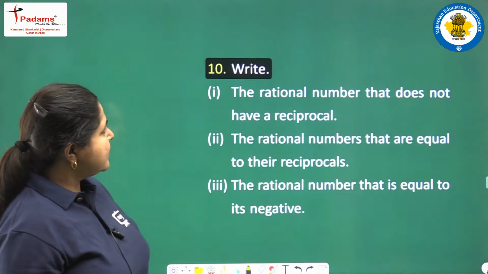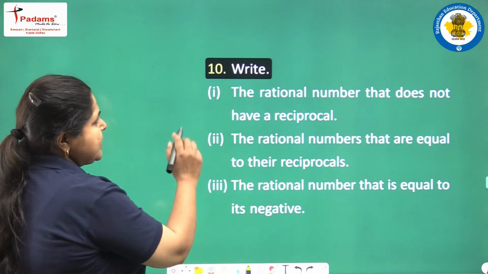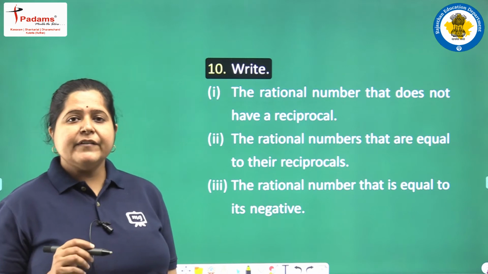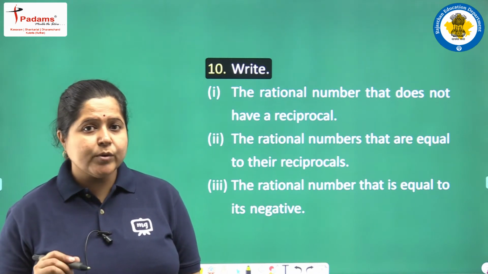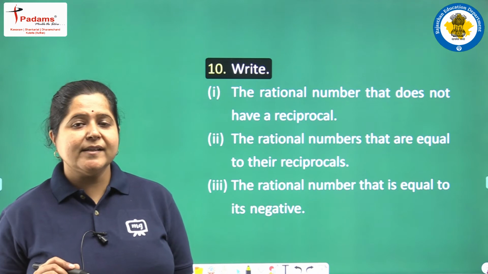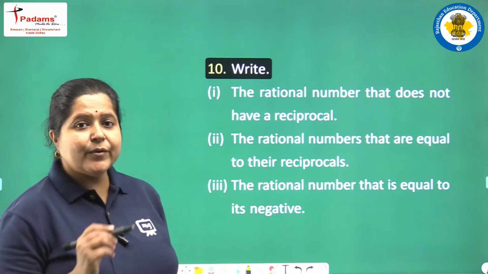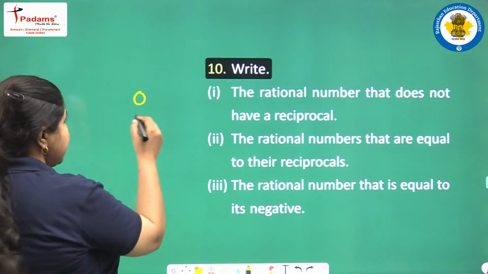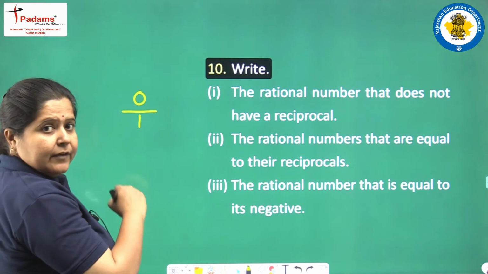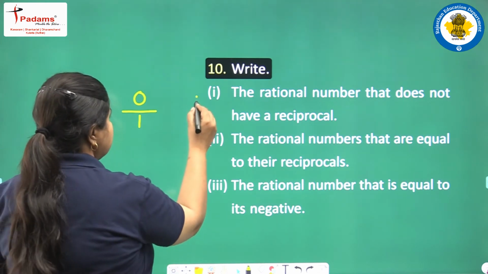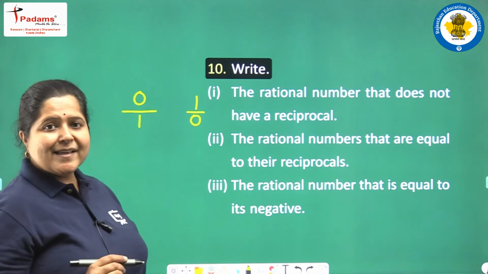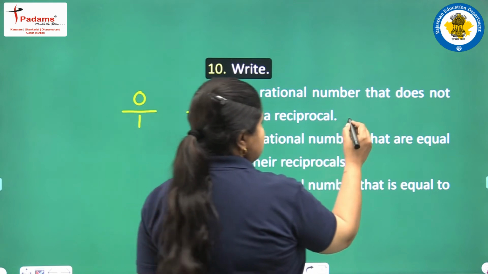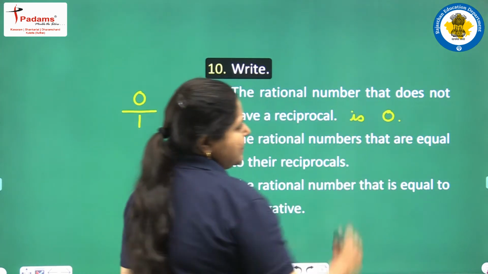Next we move on to the next question. Write the rational number that does not have a reciprocal. While we were discussing the reciprocals, I had told you which number does not have a reciprocal. Yes, it is 0. How? Consider this is 0. We can write it as 0 upon 1. When we do the reciprocal, we will get 1 upon 0. But this is not defined. So, the rational number that does not have a reciprocal is 0.